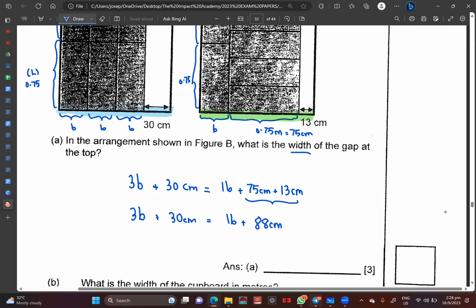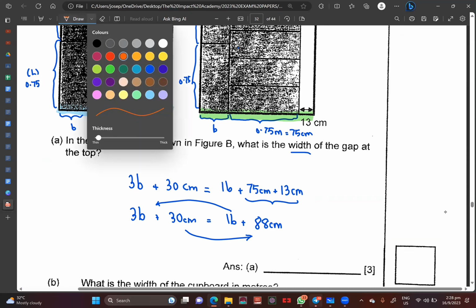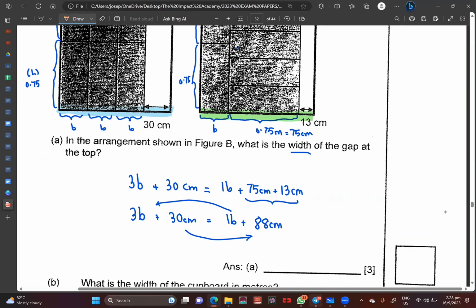Now, of course, you want to bring breadth over, correct or not? Then I want to bring 30 over, correct? Now, this is something that a lot of you, when you first learn, will struggle with. 30 cm, when I bring it over, should be minus because 30 cm is positive. Then one breadth, when I bring it over, should be minus. Why? Because one breadth is positive. Understand? So I will get 2 breadth equals 88 cm minus away 30 cm. Does that make sense to you? All right, so 2 breadth is equal to 88 minus away 30, and I get 58 centimeters. Does that make sense to you?